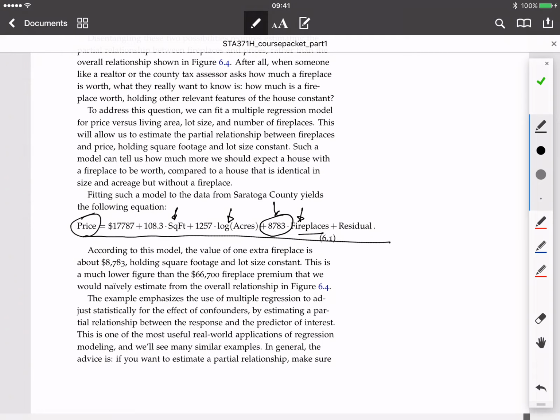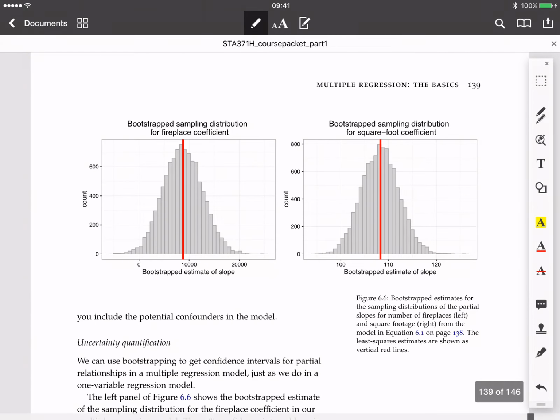and a response of interest like price. This is one of the most useful real-world applications of regression modeling, and we'll see it in many, many other similar examples. So in general, we'll complicate this later, but the advice is, if you want to estimate a partial relationship, make sure you include the appropriate confounding variables as context for that partial relationship. Of course, we're not done here.